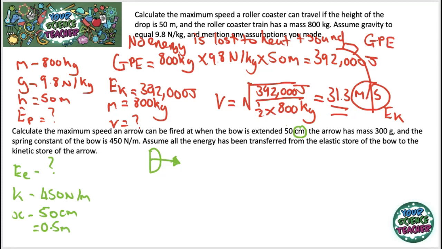Just divide by 100. So to get my elastic potential energy, I'm going to do half times the spring constant, which is 450 newtons per meter, times the extension, which is 0.5 meters, squared. And this gives me an answer of 56.25 joules.